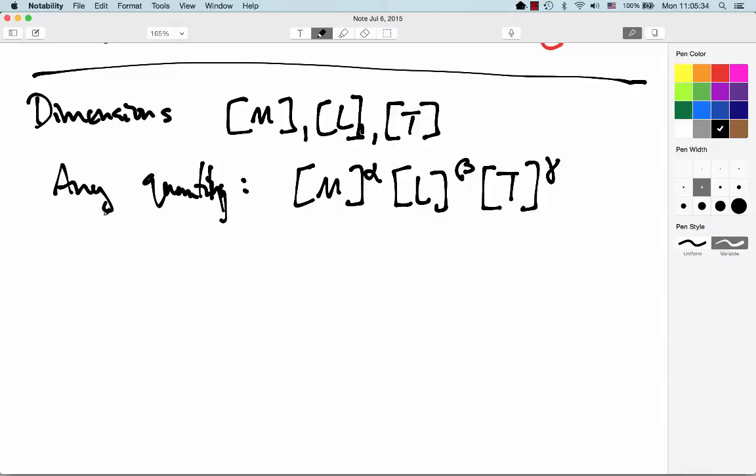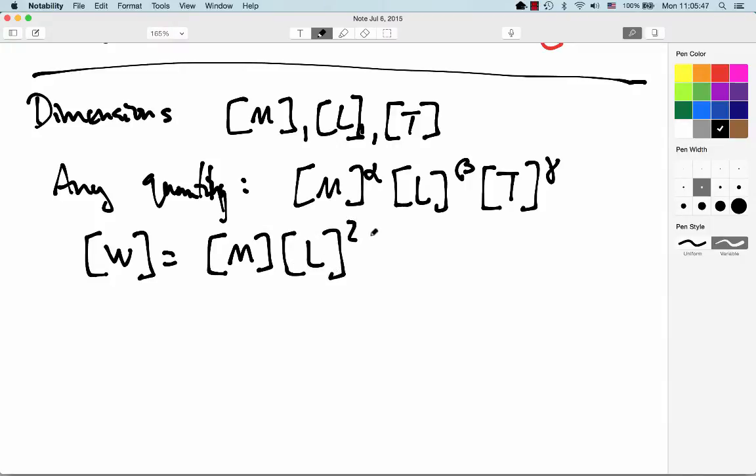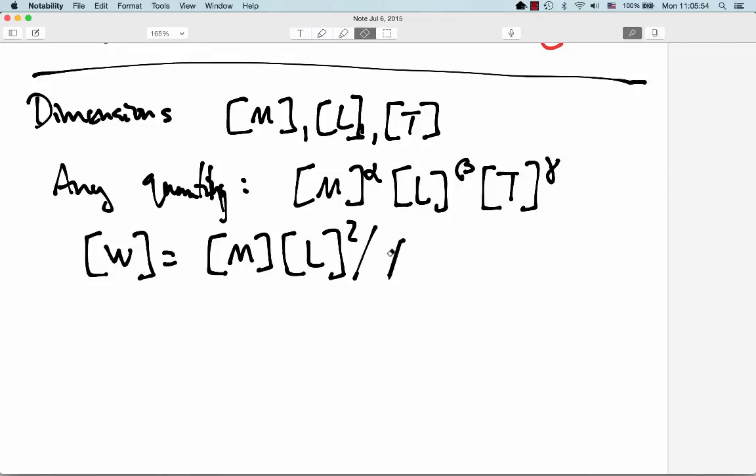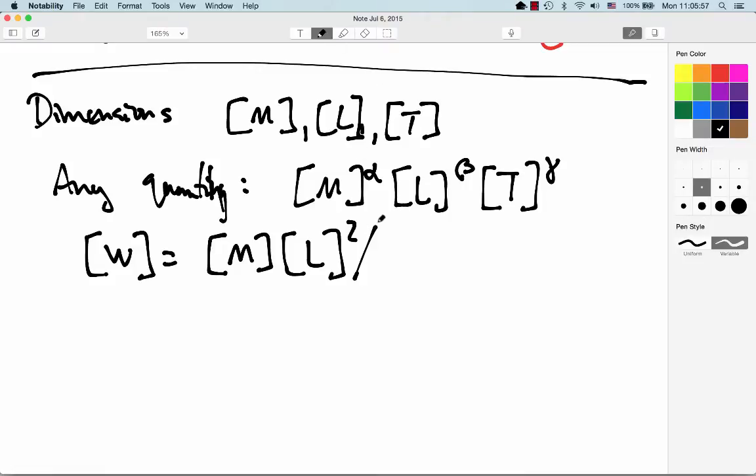So for instance, if I wanted to figure out the dimension of work, that would be some dimension of mass times 2 dimensions of length over 2 powers of time dimensions. Now what's nice about this is that you can do what's called dimensional analysis, which is a good way of checking your work. In 243 we usually called this check your units, and a lot of people still do that.